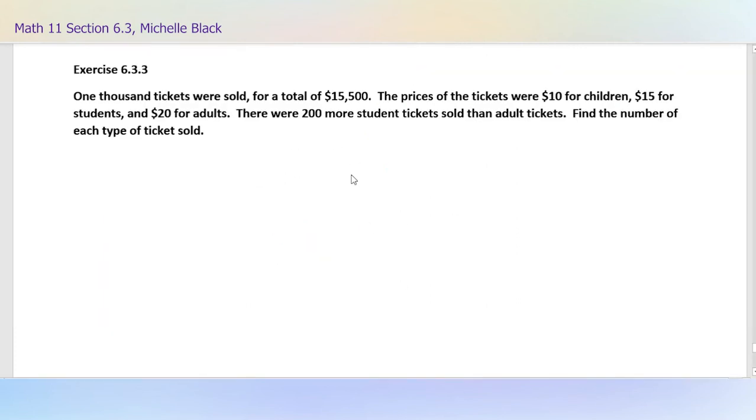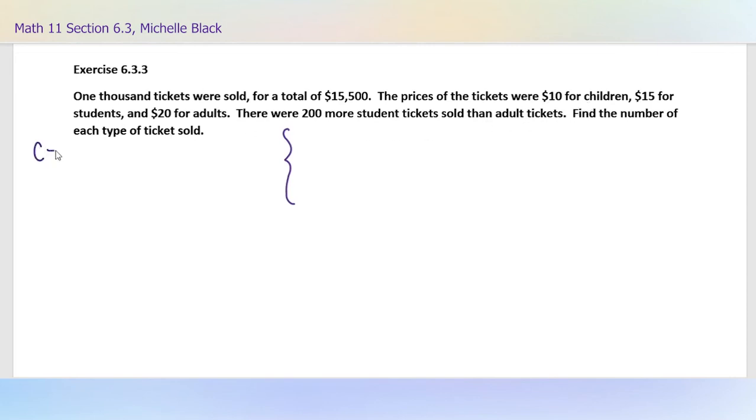Exercise 3. 1,000 tickets were sold for a total of $15,500. The prices of the tickets were $10 for children, $15 for students, and $20 for adults. There were 200 more student tickets sold than adult tickets. Find the number of each type of ticket sold. This exercise can be solved by setting up a system of linear equations in 3 variables, where the 3 variables are the number of children's tickets, the number of student tickets, and the number of adult tickets.